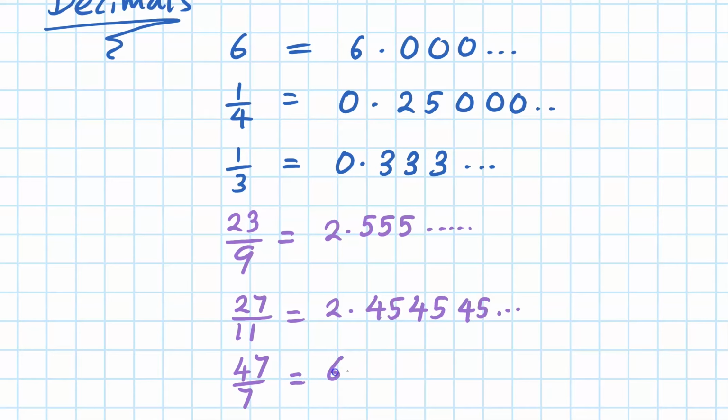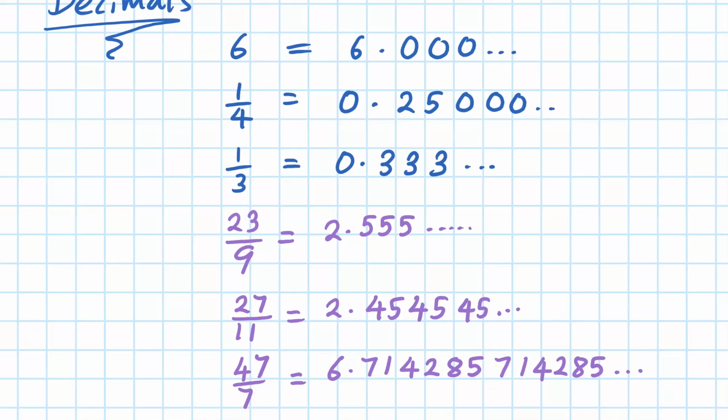The last one that I would like to write is 47 on 7. This is 6.714285, and then again 714285. You can see that this block repeats, the digits 714285. That is the one that's going to repeat here.